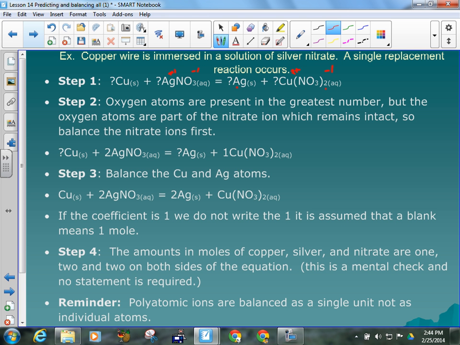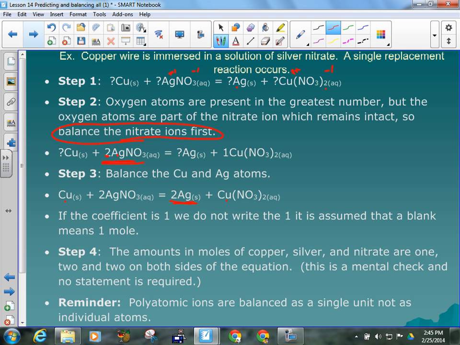So now I've got all the stuff written out correctly. Nitrate is the thing present in the largest number, so we're saying balance the nitrate ions first. On this side there are 2. Over here there's only 1, so I put a 2 here. Everybody follow me there? When I put that 2 there, that gives me how many silver? 2. So my next step is I have to put a 2 in front of the silver. And then double check that my coppers are still 1 and 1, and now the whole reaction is balanced.